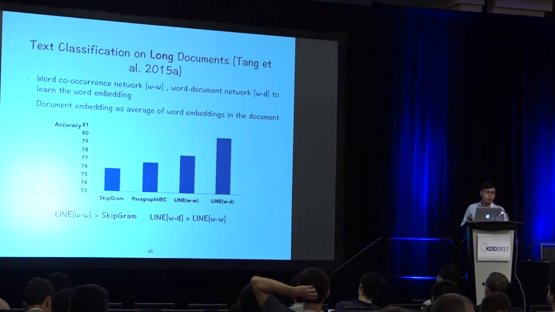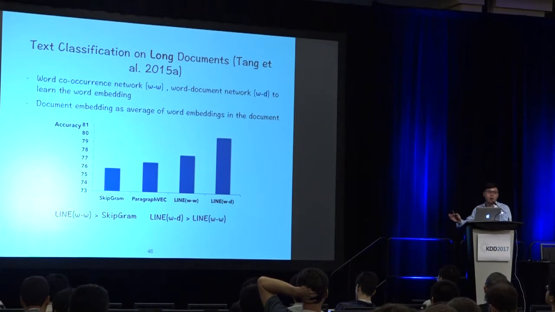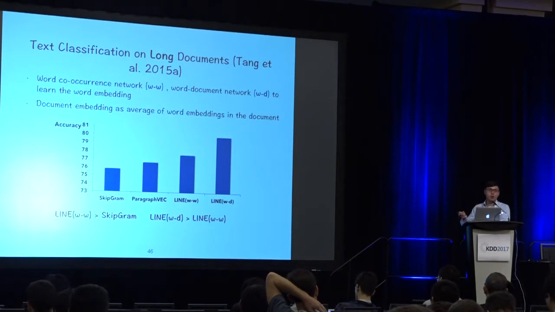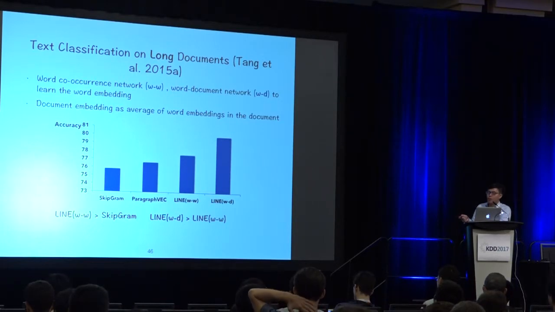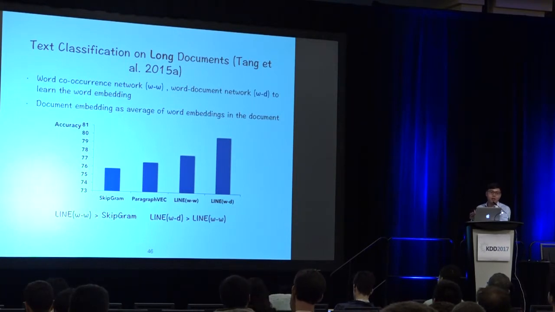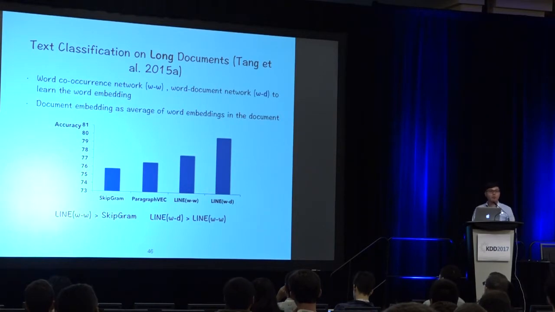In terms of document classification, basically, if you have a word document network and we apply our LINE model, then we can get the word embeddings. And for document embeddings, we just take the average of the word embeddings and use the document embeddings for classification. For paragraph vector, essentially it's Google's document embedding model, and we just use the embeddings learned by the model for document classification. That's how we compare our LINE with word document network to paragraph vector. Do I answer your question?